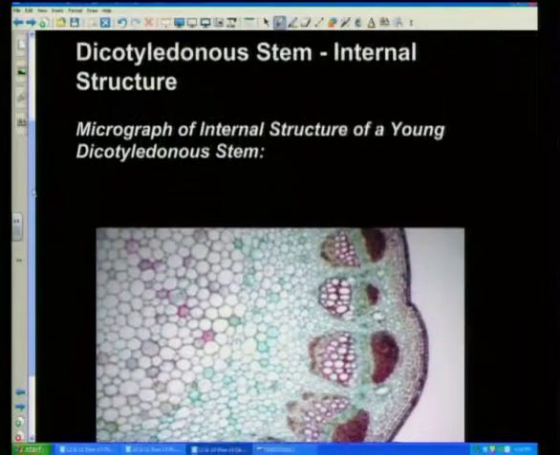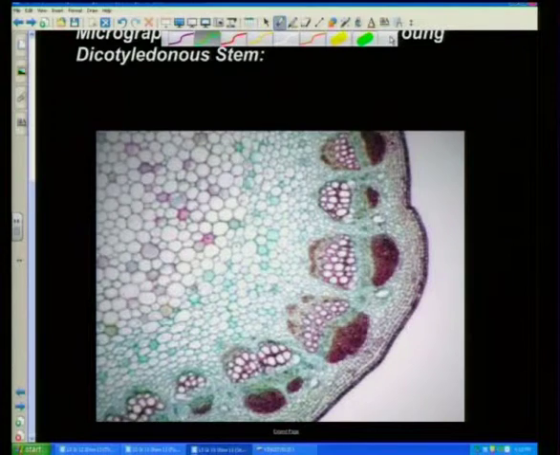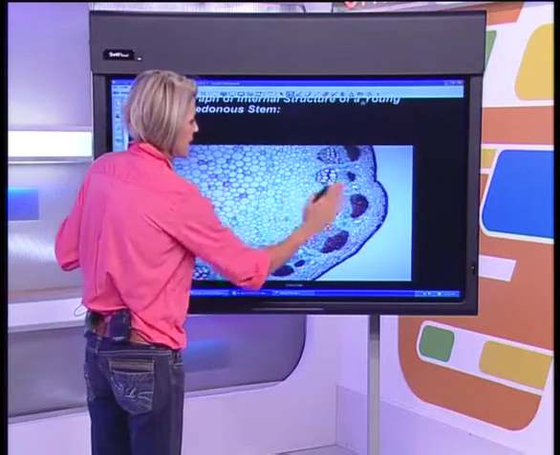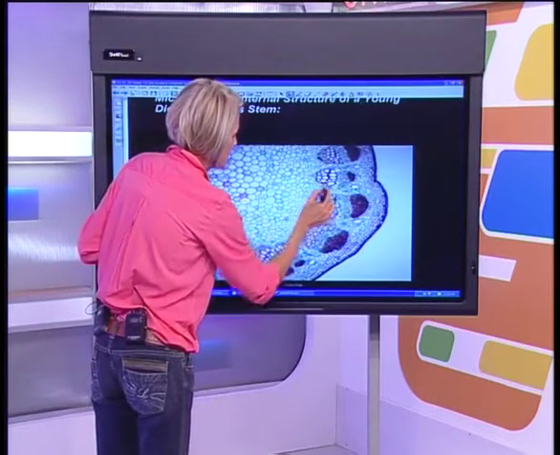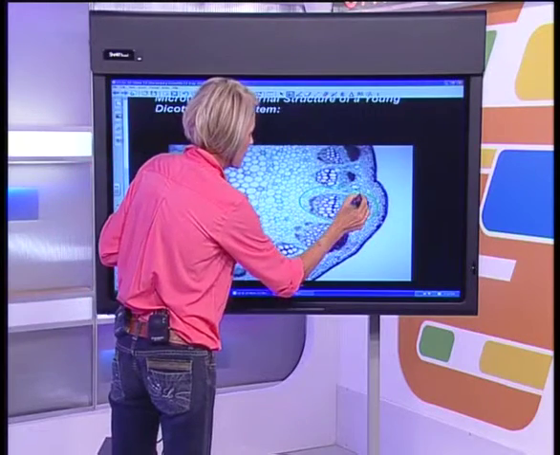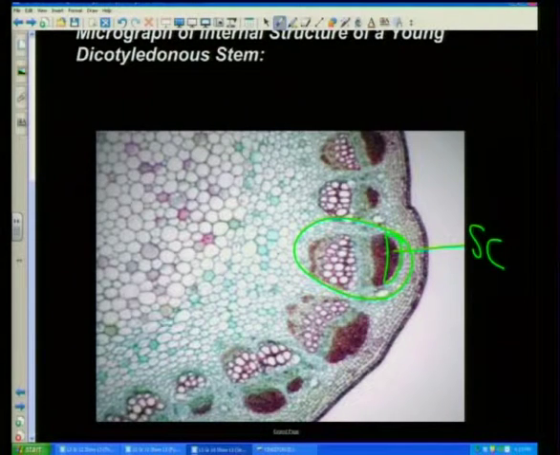What I've got here is what a young dicotyledonous stem looks like. Let me get green here so that we can write on here. They've stained these cells, and you can see your vascular bundle. So there is your vascular bundle. And what are you going to see? Over here is the sclerenchyma cap. Then you've got this region over here, and that little region is going to be your phloem.